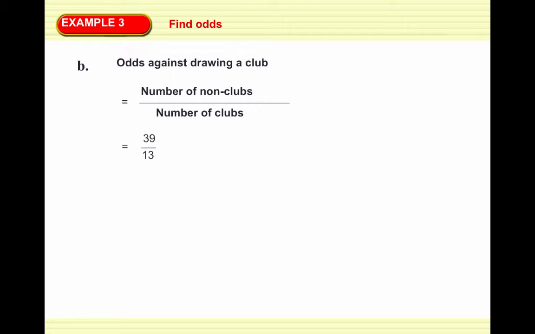which is 39. Or you can get 39 by doing, okay, there's 52 cards, 13 of them are clubs, 52 minus 13 is 39. And so that's another way to get your numerator. That reduces down to 3 over 1, and so 3 to 1 written vertically or 3 to 1 written horizontally.